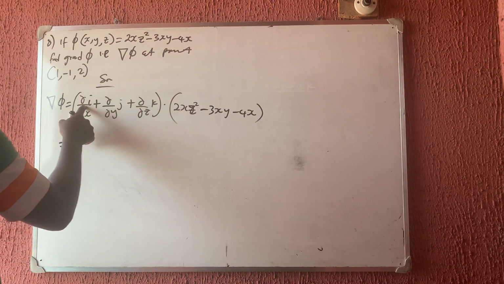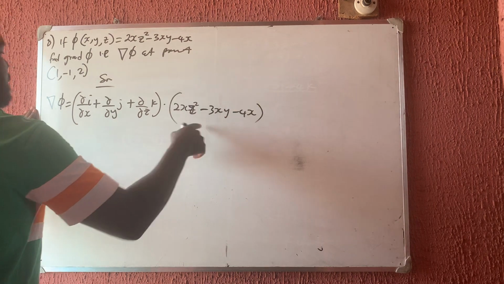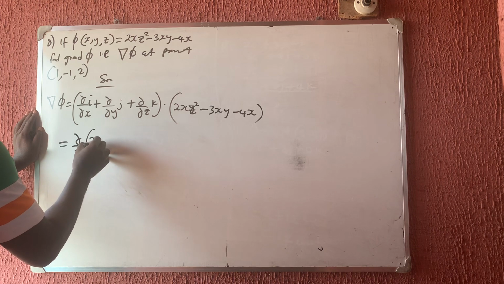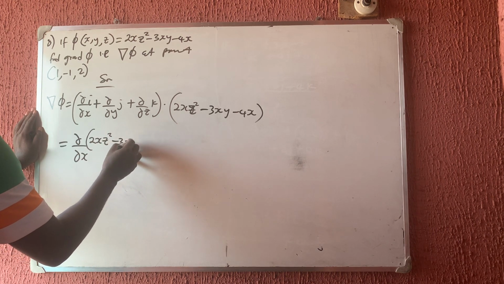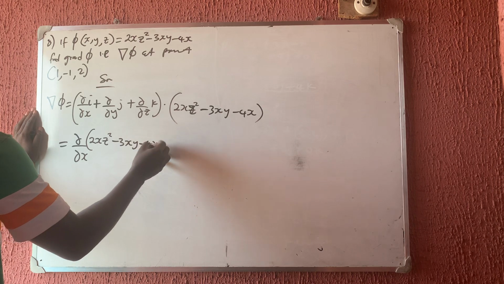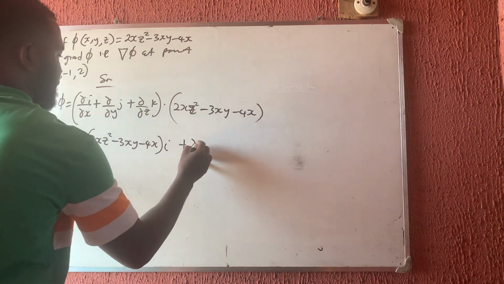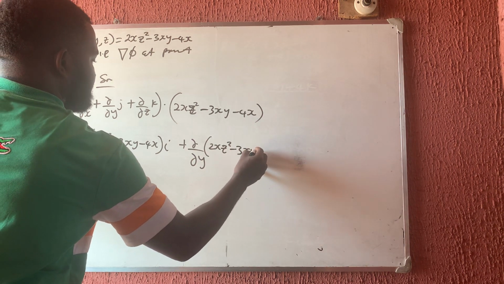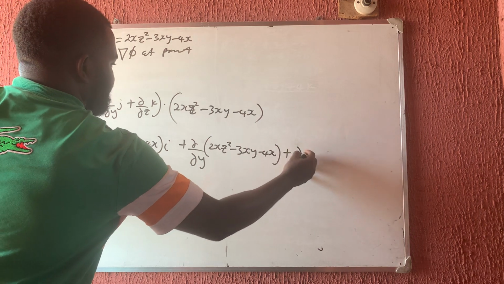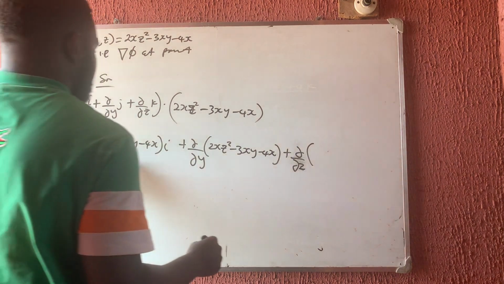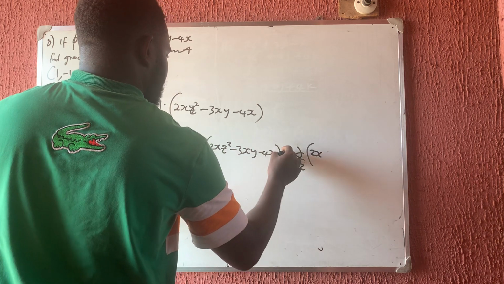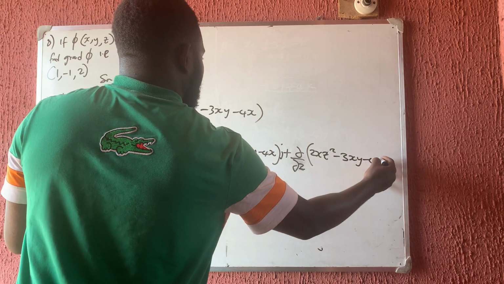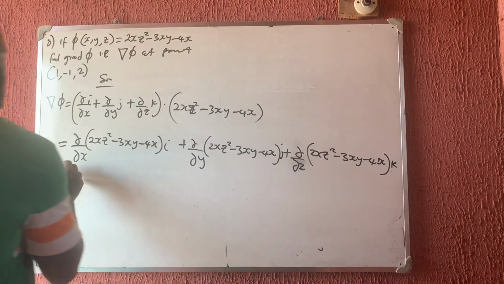If this one is multiplying this, it means differentiate everything here with respect to x. So I have partial over partial x of 2xz squared minus 3xy minus 4x, then put your i, plus partial y of everything again, the same thing, then plus partial z of the same thing again. 2xz squared minus 3xy minus 4x. Then I have my j here, and then I have my k.